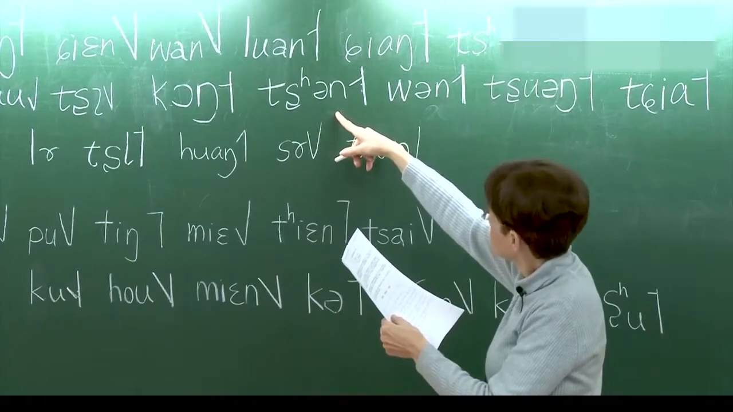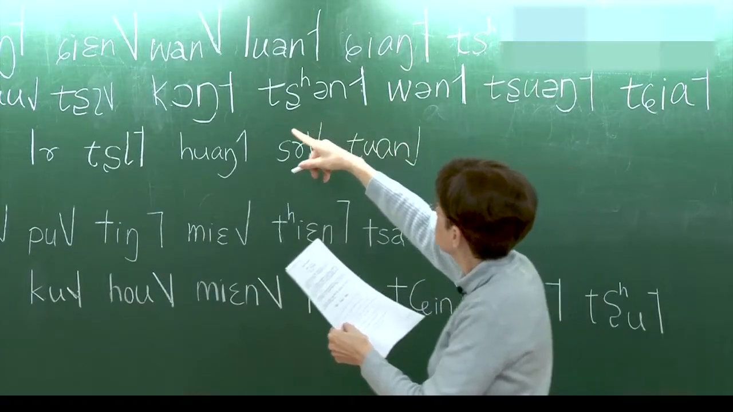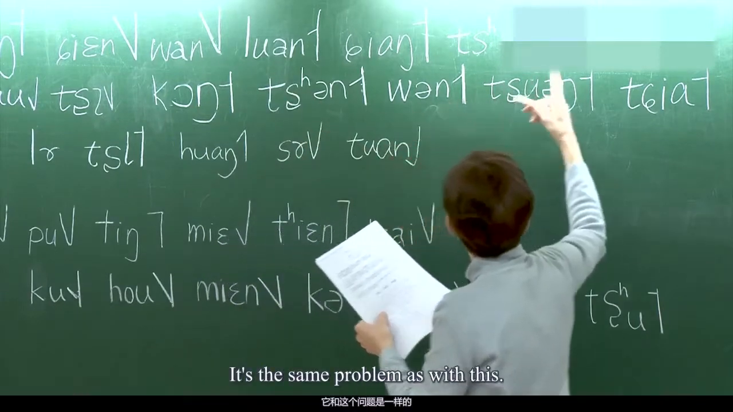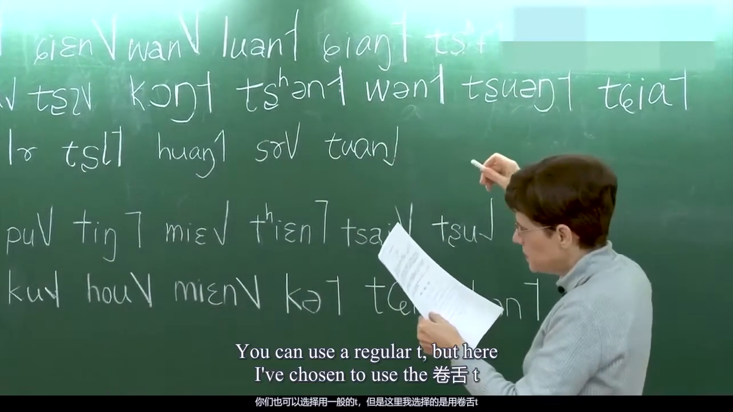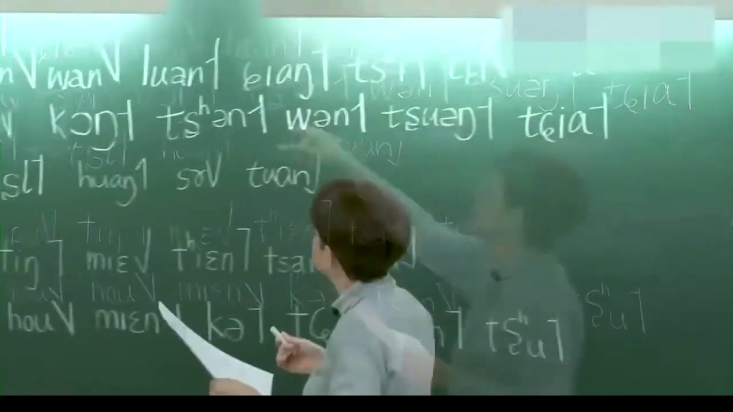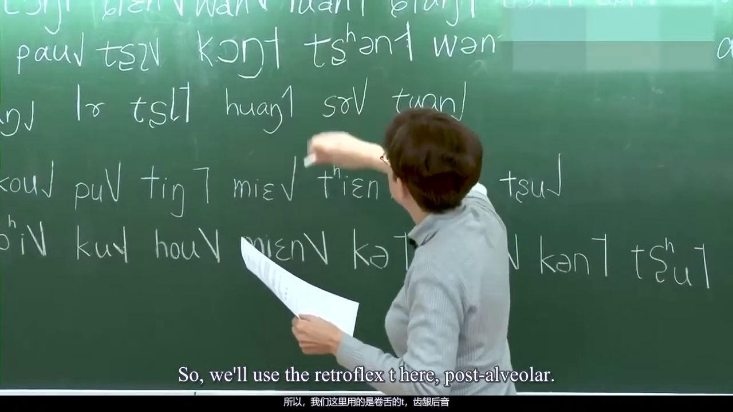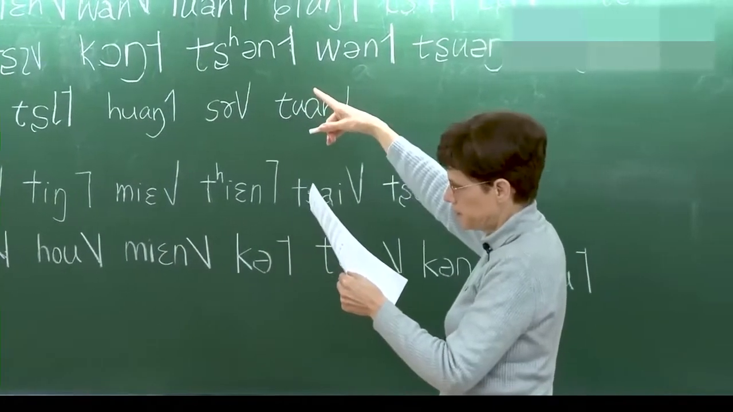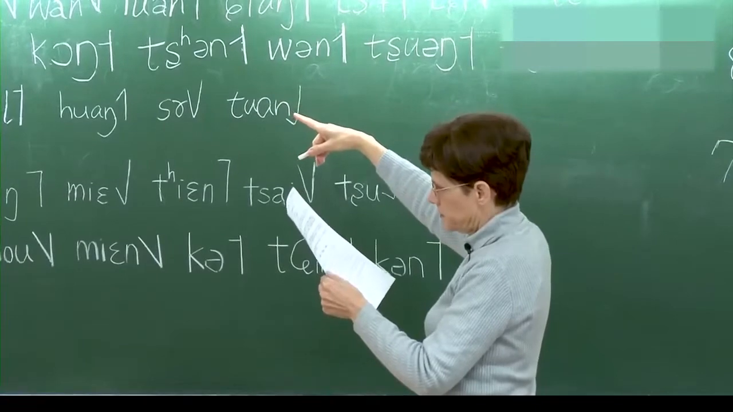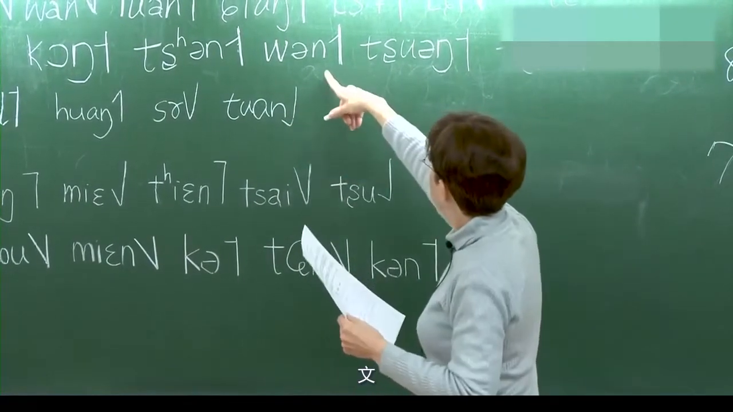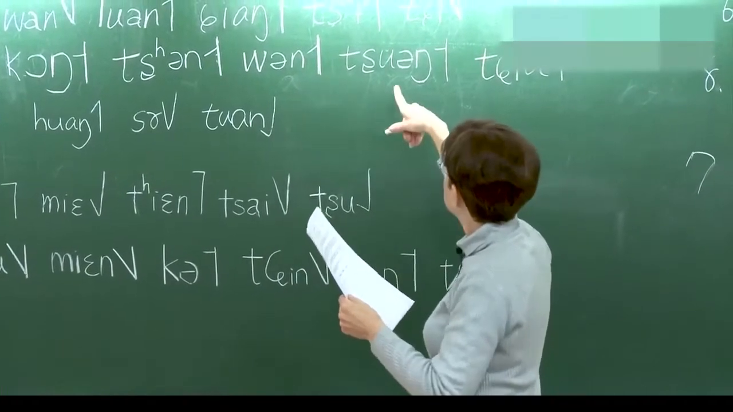Is this okay? Right. It's better to make the T 卷舌 as well. It's the same problem as with this. You can use a regular T, but here I've chosen to use the 卷舌 T. So we'll use the retroflex T here, post-alveolar. It's probably better to call it post-alveolar. Okay, Chen, Wen, it's okay.